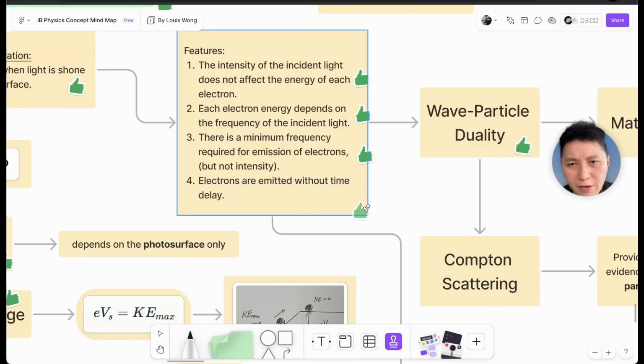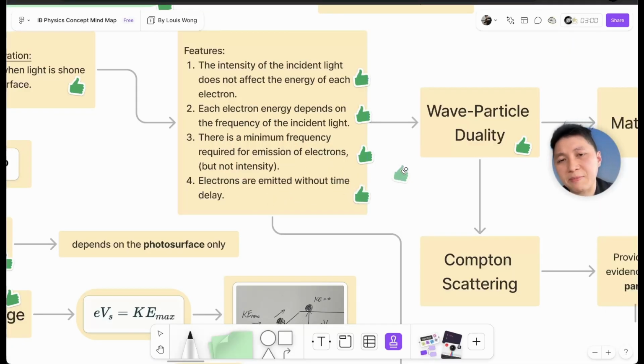Lastly, coming back to the features, the electrons are emitted without time delay. This may not sound really right to you. I mean, it just emits. The main idea is, imagine we still stick with the wave theory. Then imagine the wave is being sent to the photosurface. The energy will be accumulated because there's nowhere else it can go. So maybe after a certain while, it's like you cook.